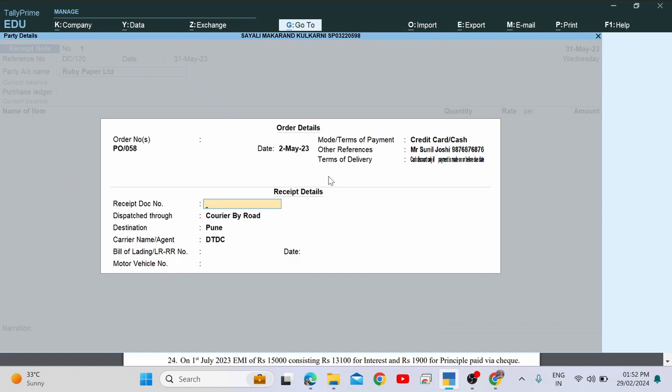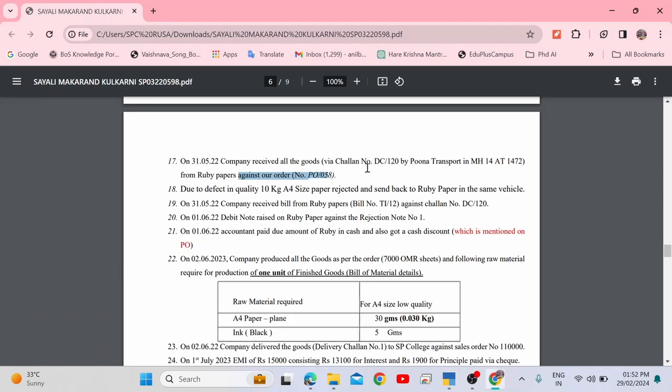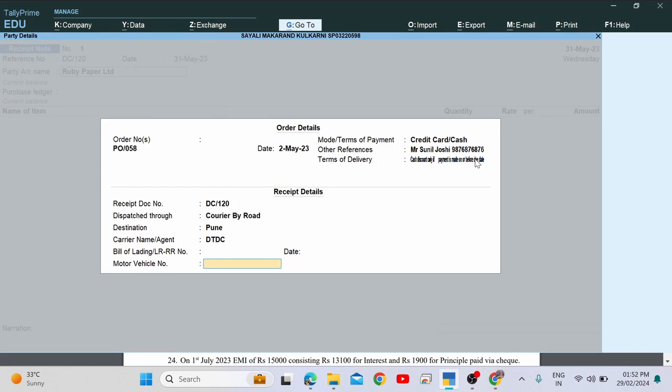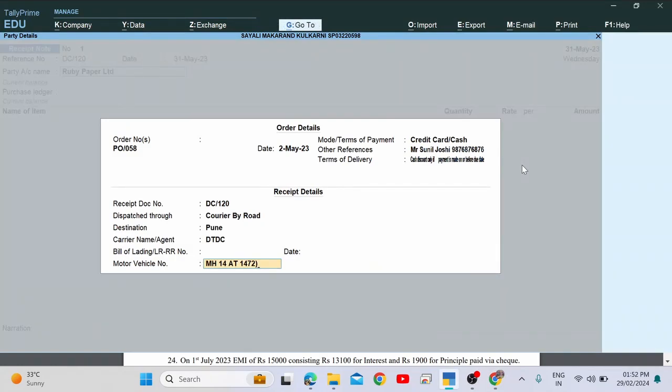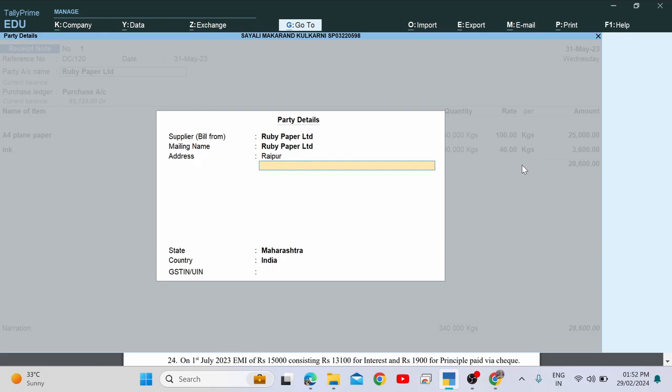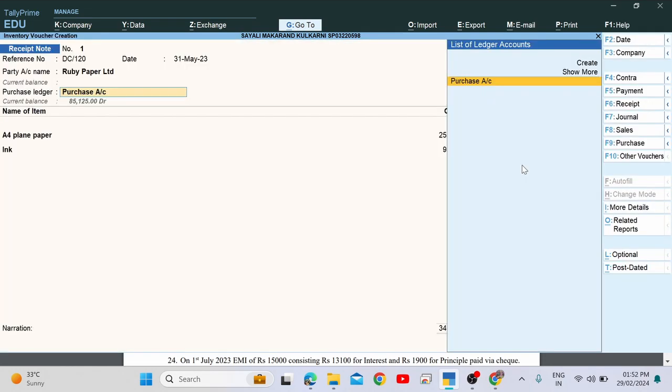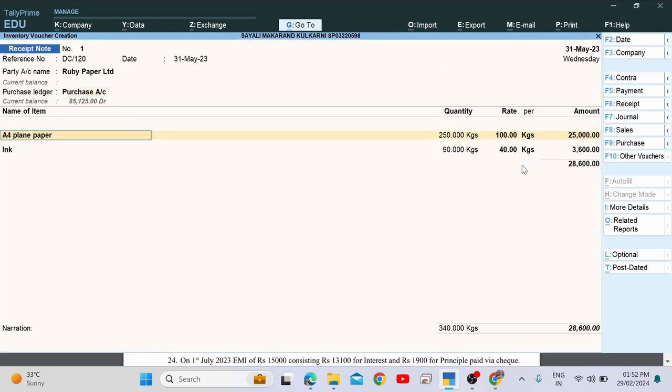Now receipt document number, you have received here DC120, you can write if you want. And then do you have any LR information? Lorry receipt, no. But do you have any vehicle information? Yes, we have vehicle information, therefore write vehicle info. Writing this, then other things like party details, no need to change, just select it. And then see, whatever was there in the PO you will get here.